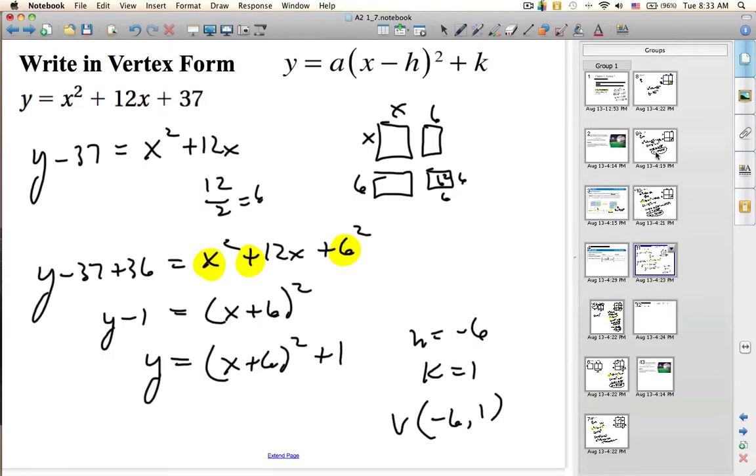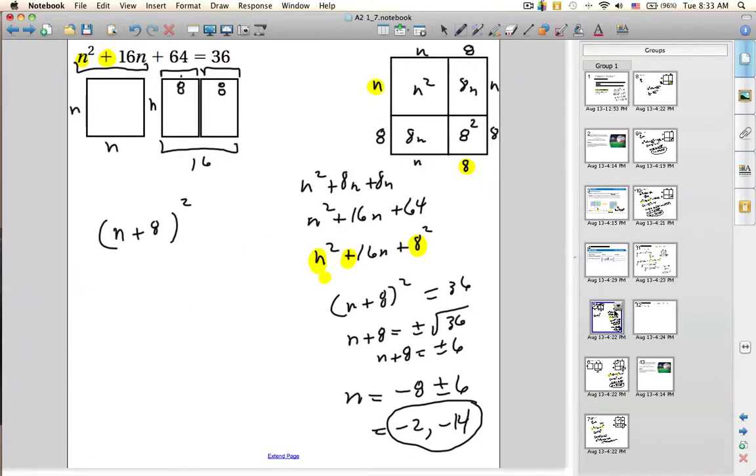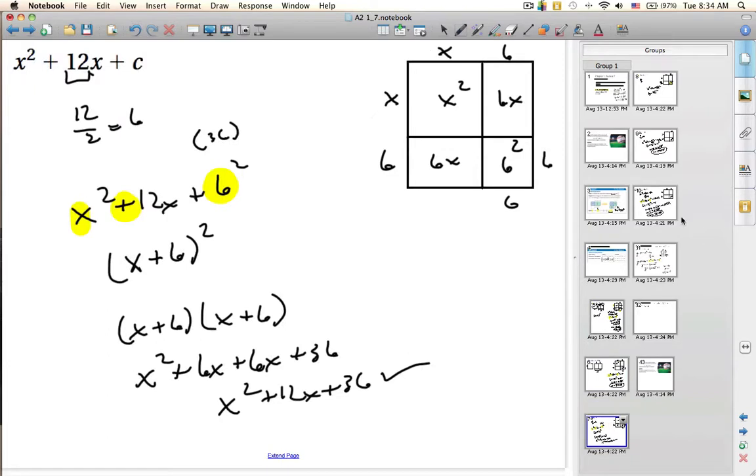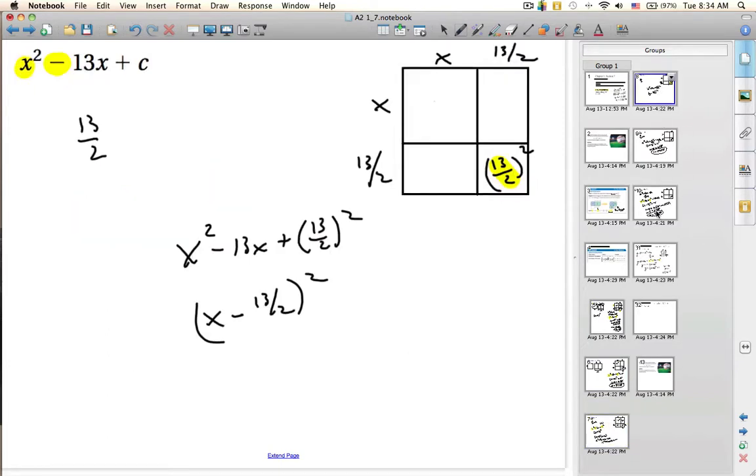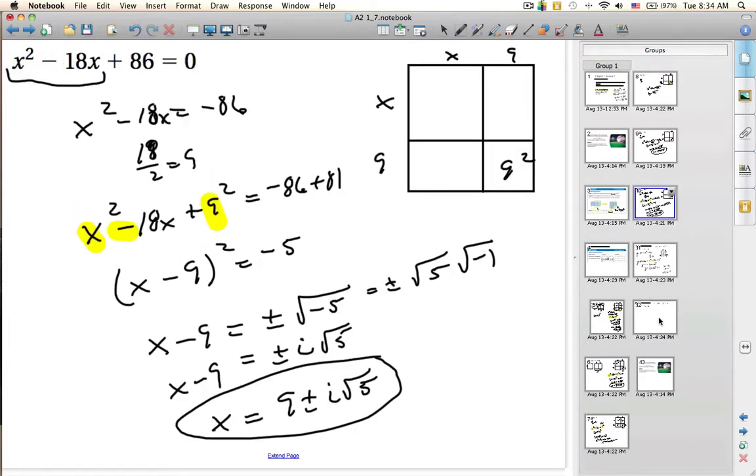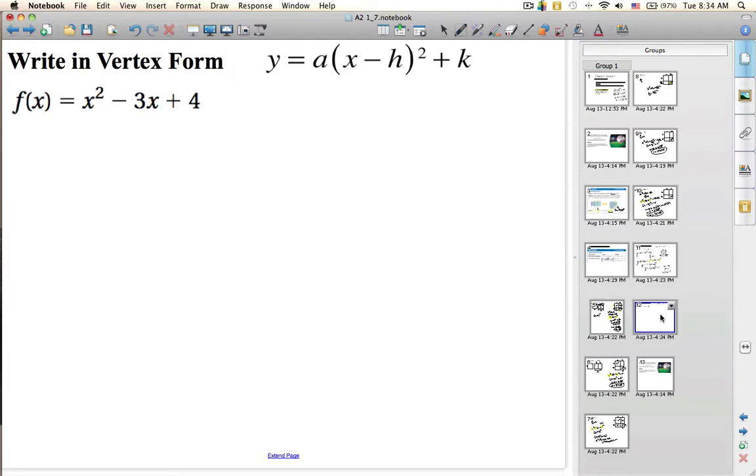Also, we use completing the square in order to solve quadratic functions that can't be factored. So you notice we came through and we got solutions for all these different equations that couldn't be factored. Okay? We'll use it for some other things as well.